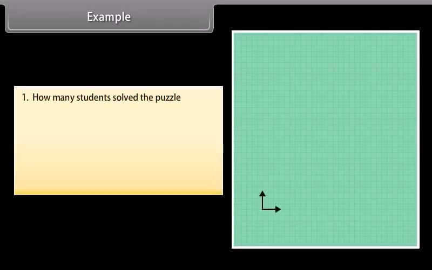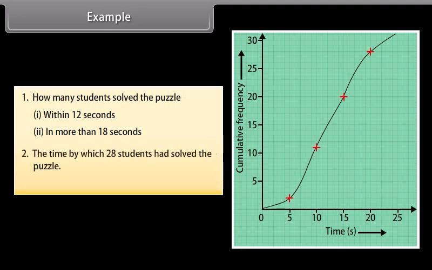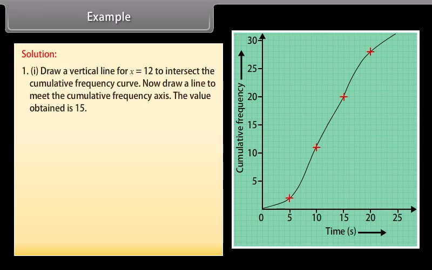Example: find the median of the given data. Find 1. How many students solved the puzzle within 12 seconds, and in more than 18 seconds? 2. The time by which 28 students had solved the puzzle. Solution. 1.